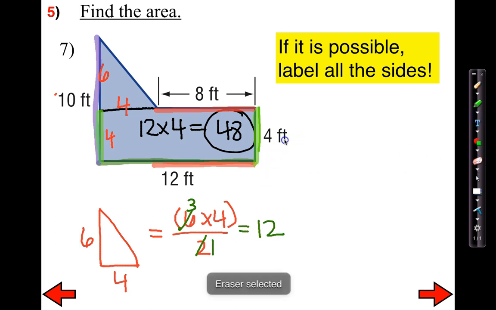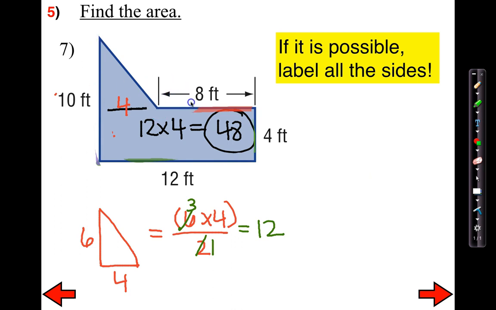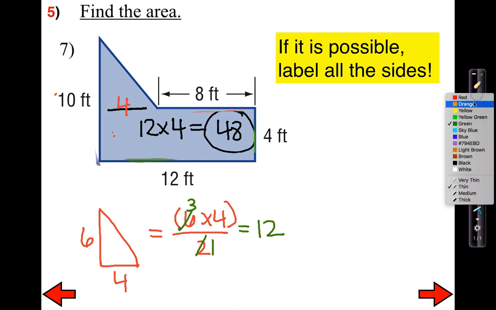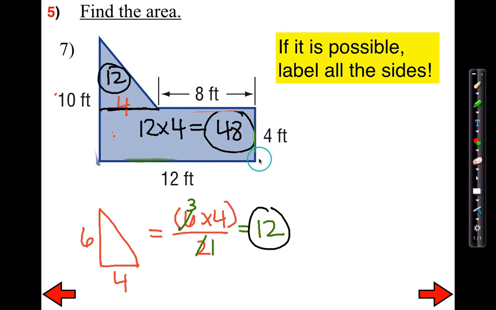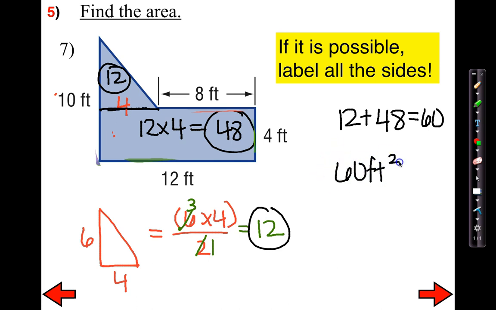So I'm going to erase everything for a second except the area that I've already figured out. So far I know that the rectangle has an area of 48 and the area of the triangle is 12. So to find the area of this entire shape, I'm going to have to combine 12 with 48, which is going to leave me with a total of 60. But let's remember, we need to use the correct unit, so I would say the area of this composite shape is 60 feet squared.